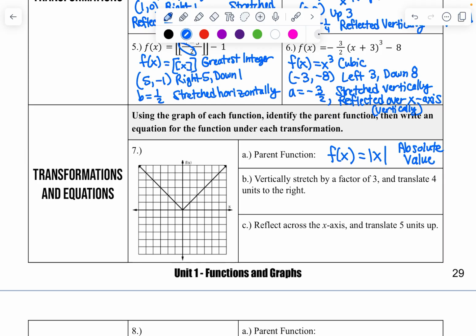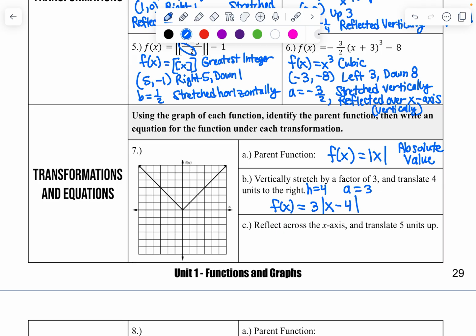So to vertically stretch, that means we need an a value of 3. And 4 units to the right means that h is 4. So the a value goes in front of the function operation. The h value gets subtracted from x inside the function operation. So we need 3 times the absolute value of x minus 4.